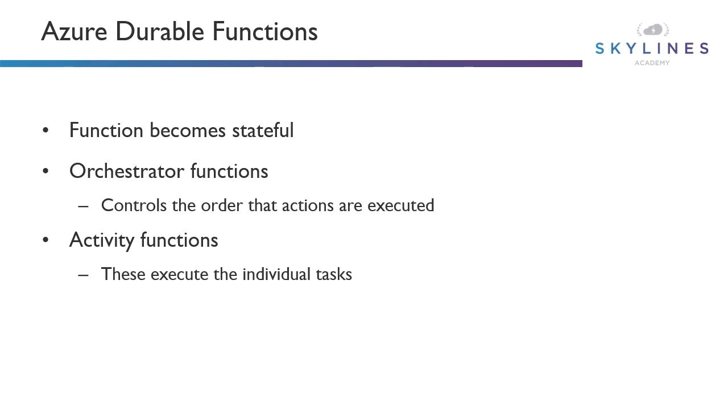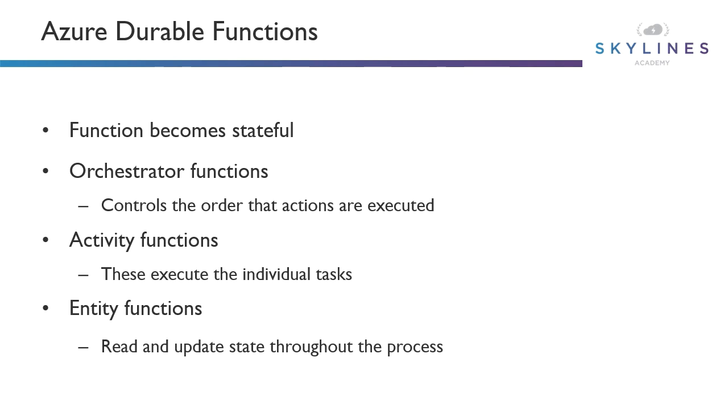With this in mind, there's a couple different function types that we need to be aware of. Activity functions are essentially the individual functions that process the request. In our previous demonstration, we created what is essentially an activity function. It takes data in, does its process, and outputs that data. Alternatively, there are entity functions, and those read and update the state throughout the process. These are defined by a trigger type of entity function.